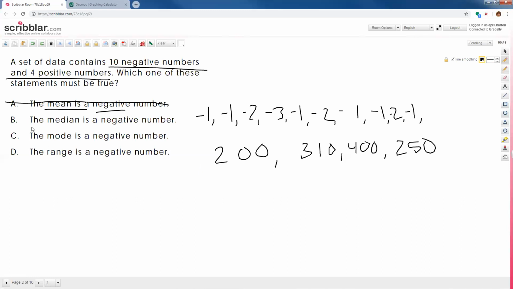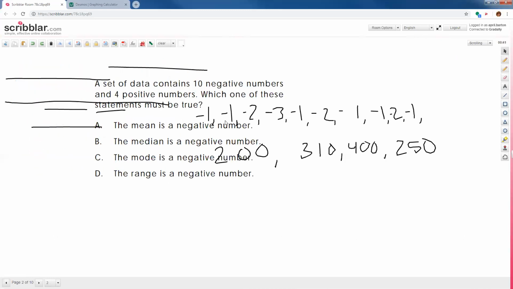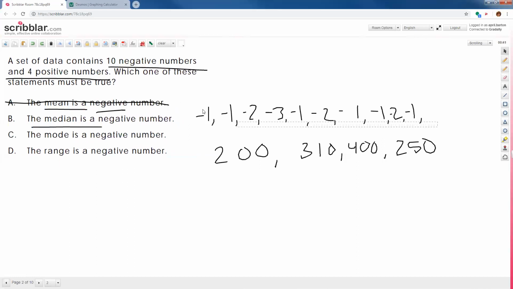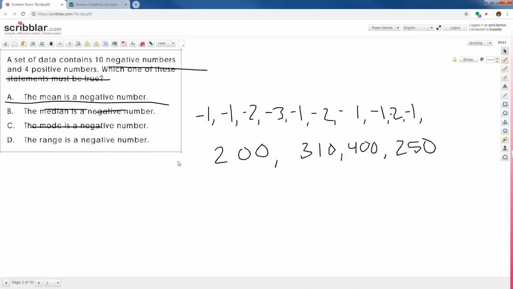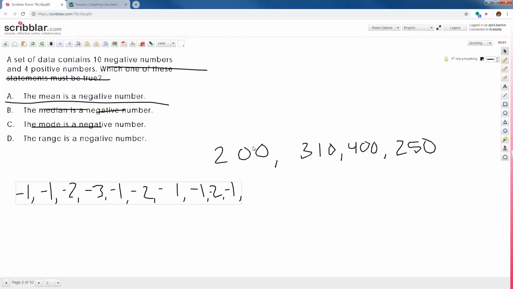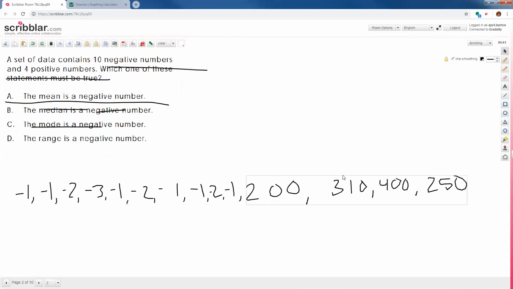So the next one, the median is a negative number. So what did median mean? The middle. So if we go start to finish, I'm going to move these so they're all one long line. If it's all one long line, the middle number, and I always go start to finish.